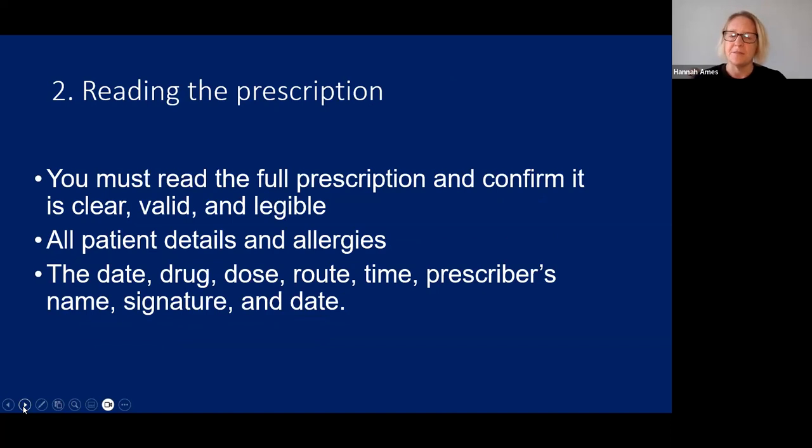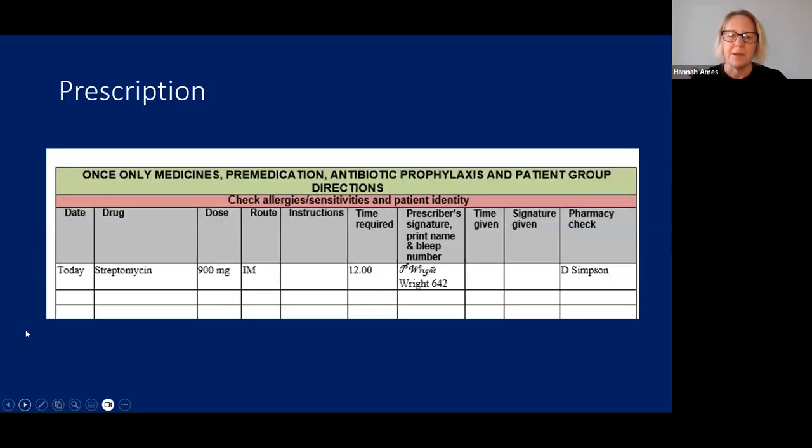Again, we're reading that full prescription to confirm it's clear, valid and legible, with all the patient's details and the allergies. On the front page of your hospital medication chart, you want to read exactly the same as you do in the implementation station: all your patient details, your prescriber's details, your allergies, your medication risk factors, and then look through the chart until you find your streptomycin prescription. Like I said, it would most probably be a once-only medication, in which case we read the date. The date is today, the drug is streptomycin, the dose is 900 milligrams, the route is IM, intramuscular, the time required is 12 o'clock, which is due now, the prescriber signature is present, and the prescriber's print name is written with a bleep number 642. It hasn't been given, so I can confirm this prescription is clear, valid and legible.